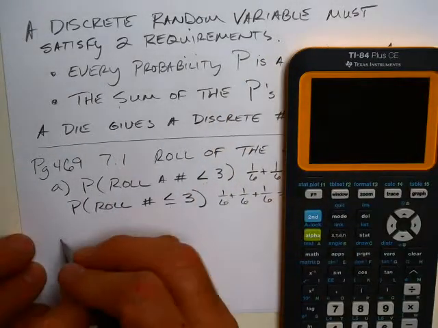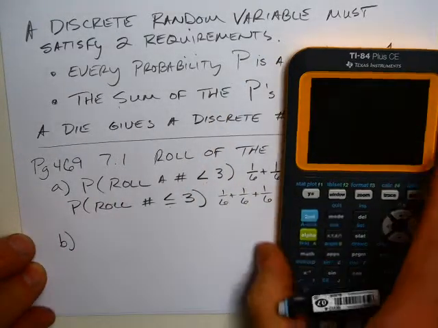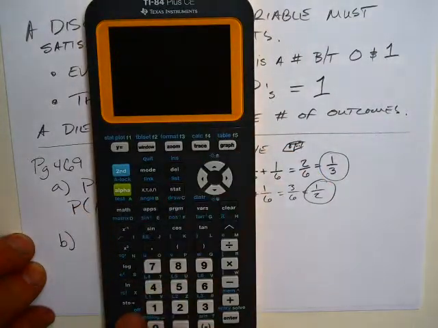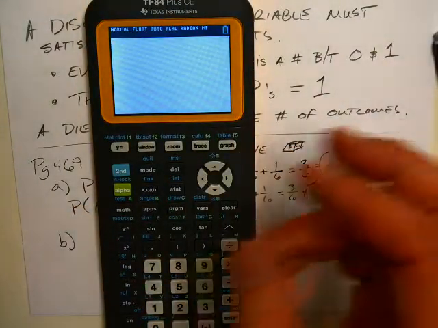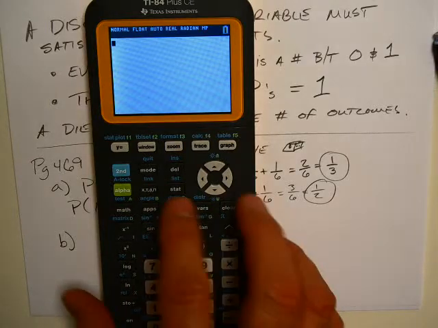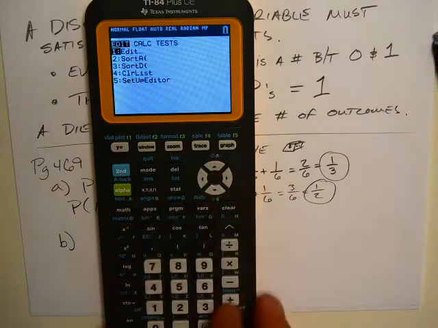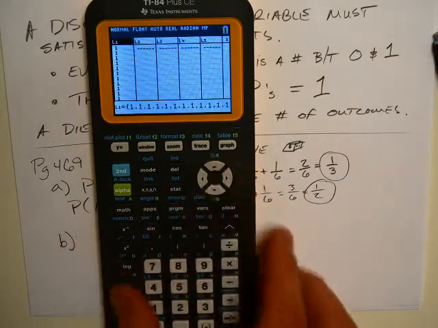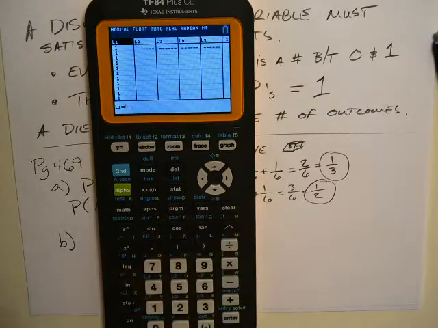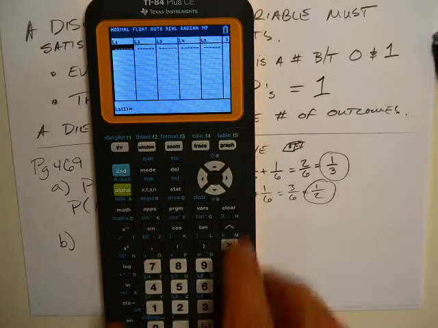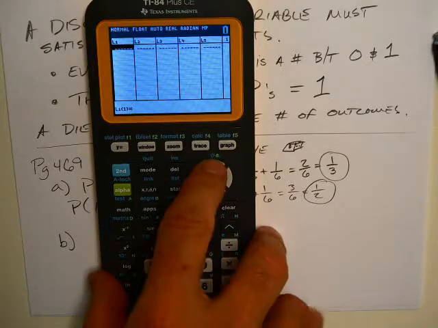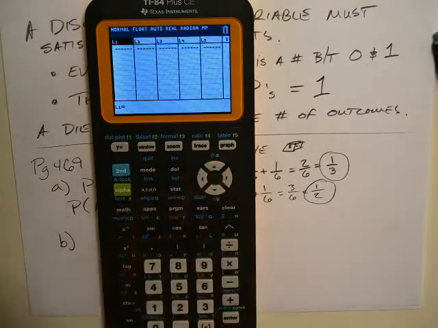All right, the next question asks us to do something in the calculator. So I'm just going to show that to you because there's kind of a cool thing in the calculator. If you'll turn your calculator on, let's go to our lists and clear out anything that you have in your list. And we want to simulate rolling a die 100 times. So I'm going to show you a couple ways you can do this.